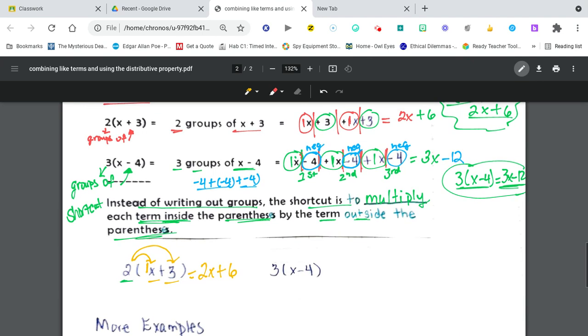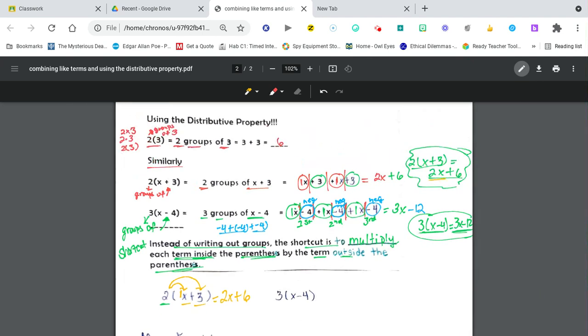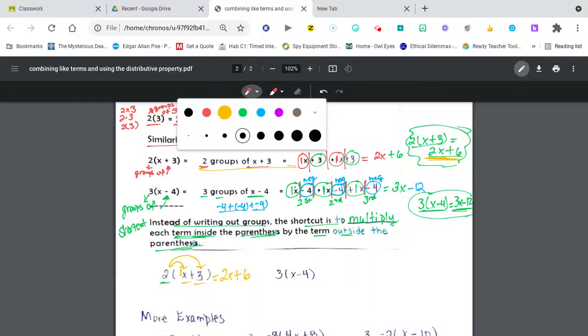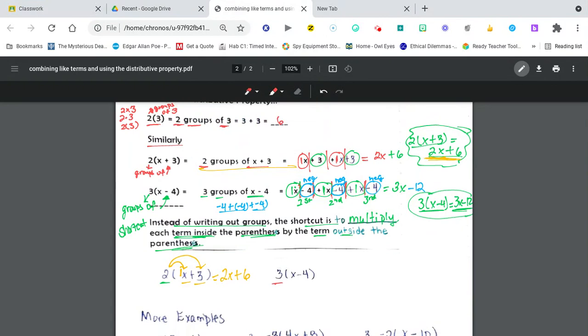So the shortcut is just to multiply. So I still get 2x plus 6, but I don't write out groups. Okay? Multiply the outside term by the inside term, okay? Okay, let's look at the next one. What's outside? 3. Multiply by the inside term.